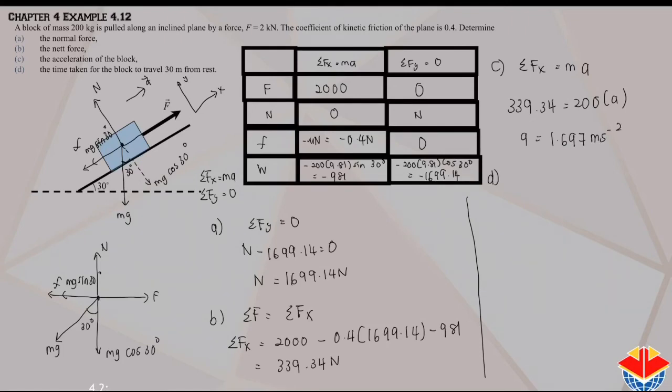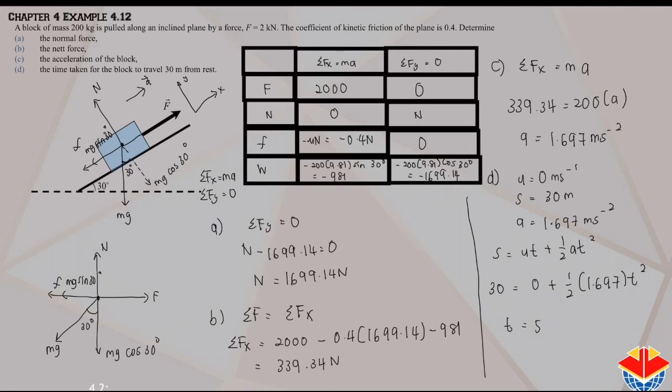For this question, we need to use the equations for linear motion. The time taken for the block to travel 30 meters from rest means u is equal to 0, s equals 30 meters, and a is 1.697 meters per second squared. Looking back at the equations, the only possible one is s equals ut plus half at squared. So 30 equals 0 plus half times 1.697 times t squared. The time taken will be 5.946 seconds.